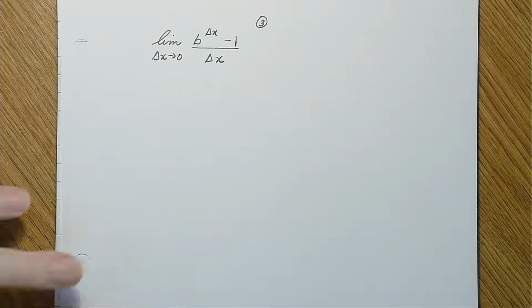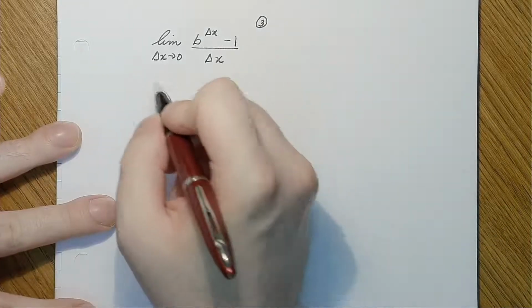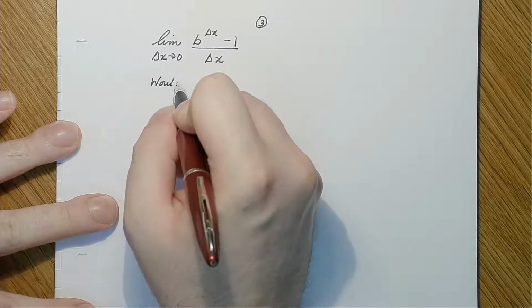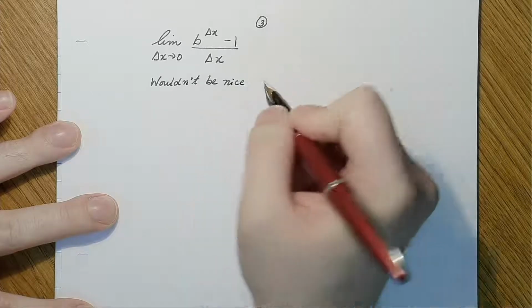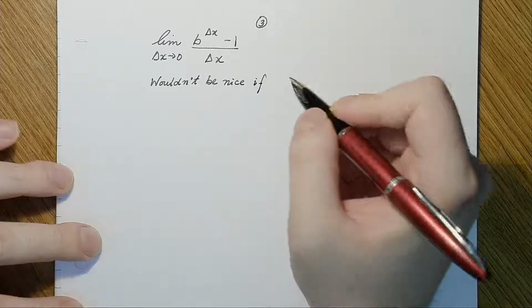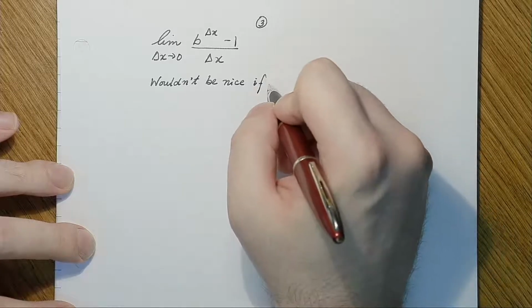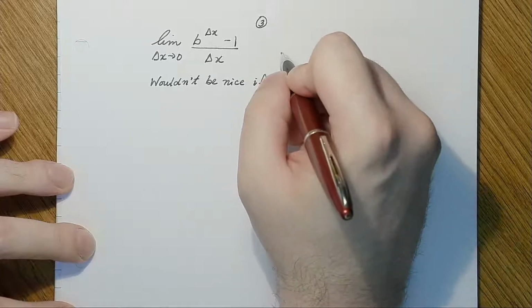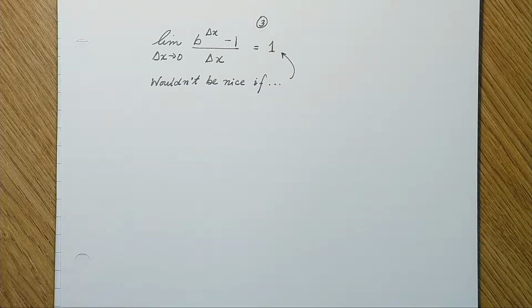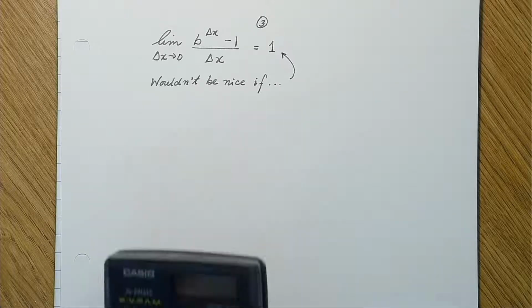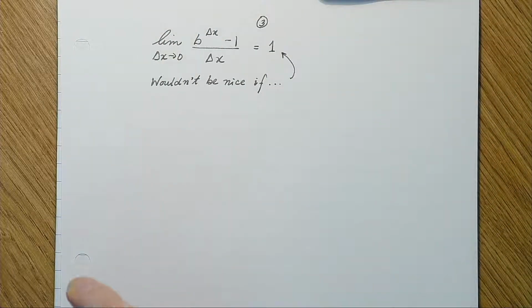Now, again, we can have some wishful thinking: wouldn't it be nice? I almost feel like this is the beginning of song lyrics. Wouldn't it be nice if this was equal to 1? And we'd say, yes, Richard, that would be great. Then we wouldn't have to bother with pulling out the calculator and doing a ridiculous amount of calculations.